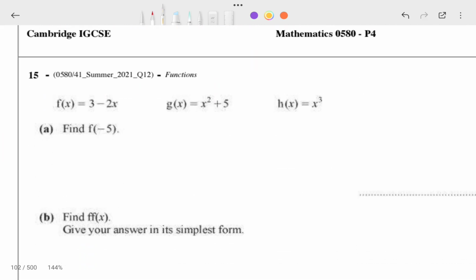Let's move to question 15. This question has been taken from 0580/41 May/June 2021, question 12. So find function f(minus 5). Okay, so we will put minus 5 in x. So this will give 3 plus 10, which will give us 13. This is our answer.